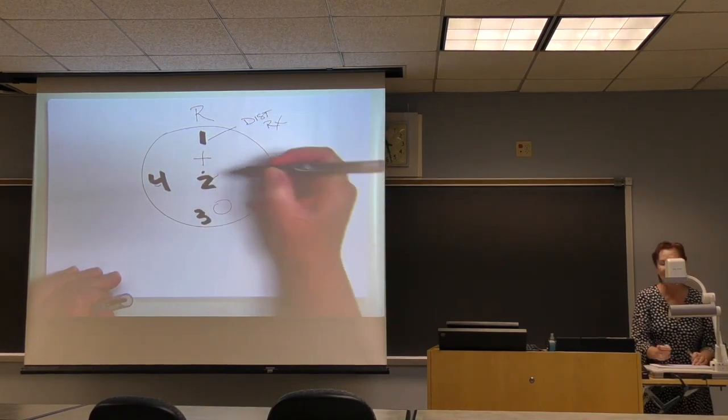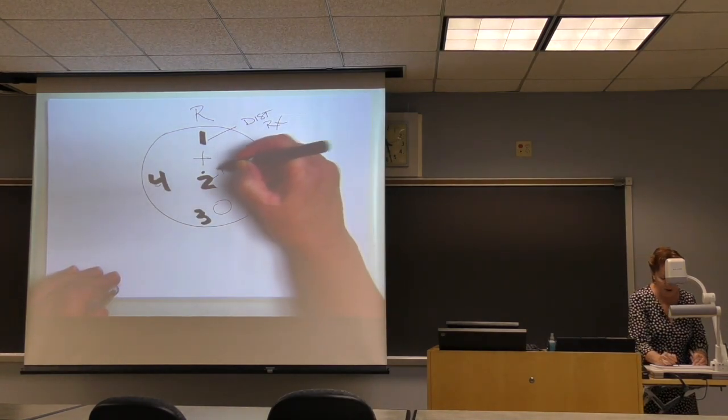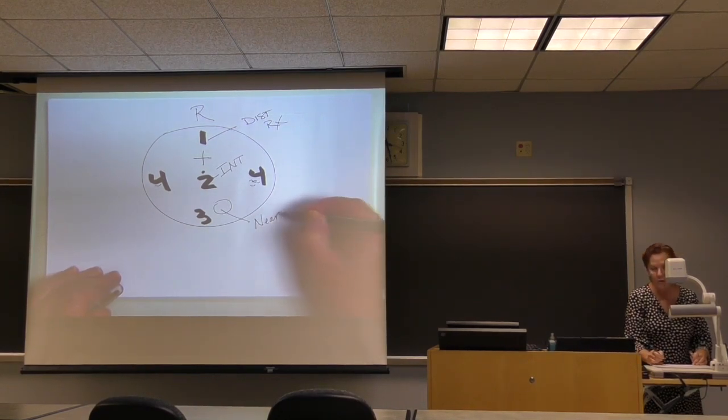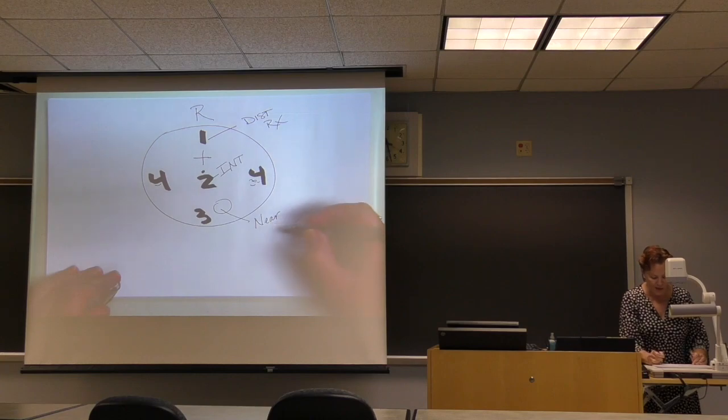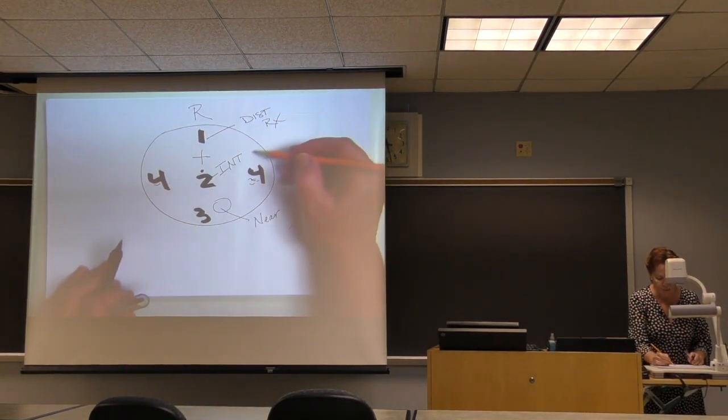Zone 2 is the intermediate or arm's length area of the lens. Zone 3 is the near point for reading. And zone 4 is the periphery.